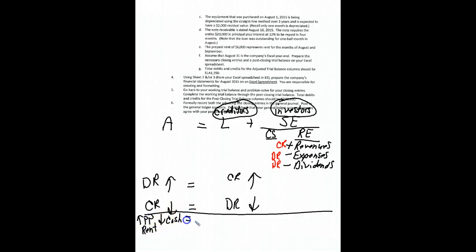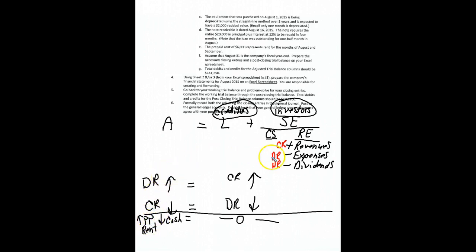This is an asset exchange. Nothing happens on the other side of the accounting equation. Cash goes down, it's an asset. Prepaid rent goes up, it's also an asset. So it's just an asset exchange. Cash is given up in exchange for prepaid rent. Then assign your debit and credit rules.